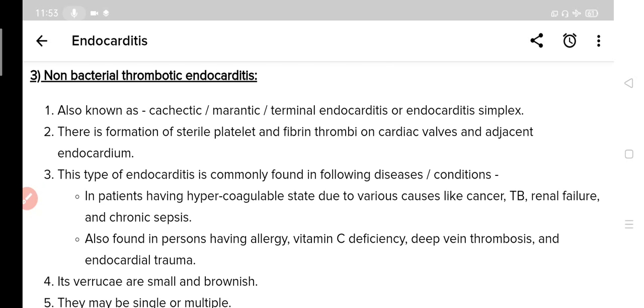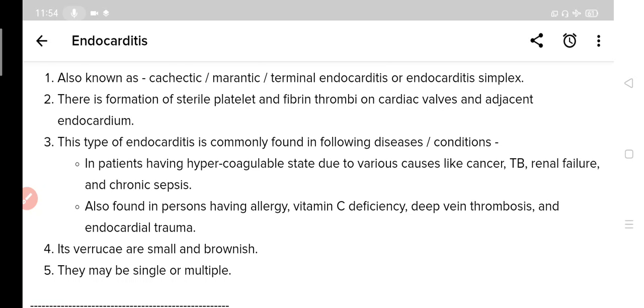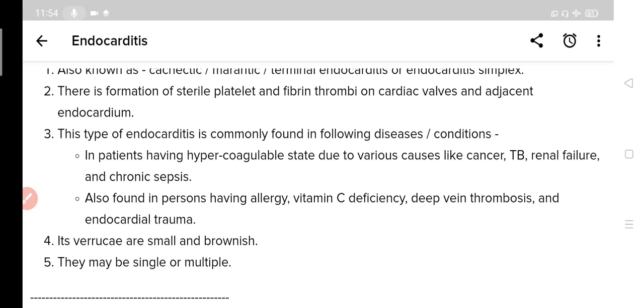This thrombus is formed on cardiac walls and adjacent endocardium. It affects the heart wall and the endocardium which is covering this wall. So, these thrombi are formed there, and they look like a growth or wart or verrucae or vegetation. This type of endocarditis is commonly found in the following diseases or conditions. So, this type of endocarditis is associated with some conditions. What are they?